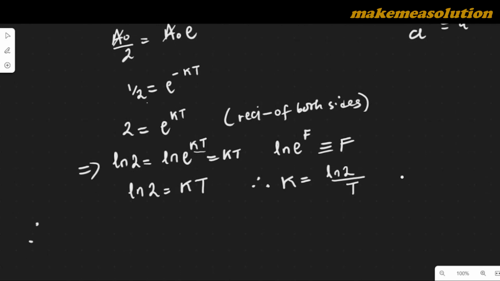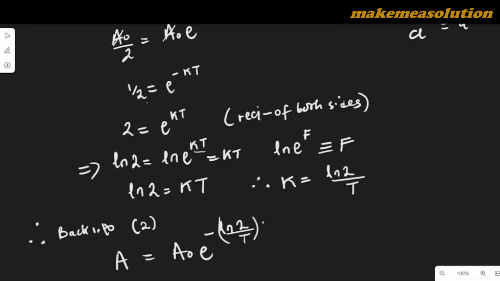Hence, substituting it back into equation 2, we have our a is equal to a naught exponential minus k, where our k is ln 2 over t, then t.